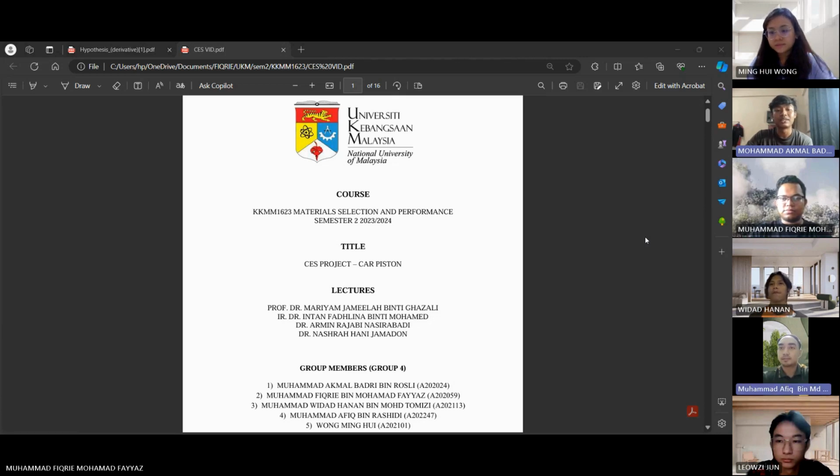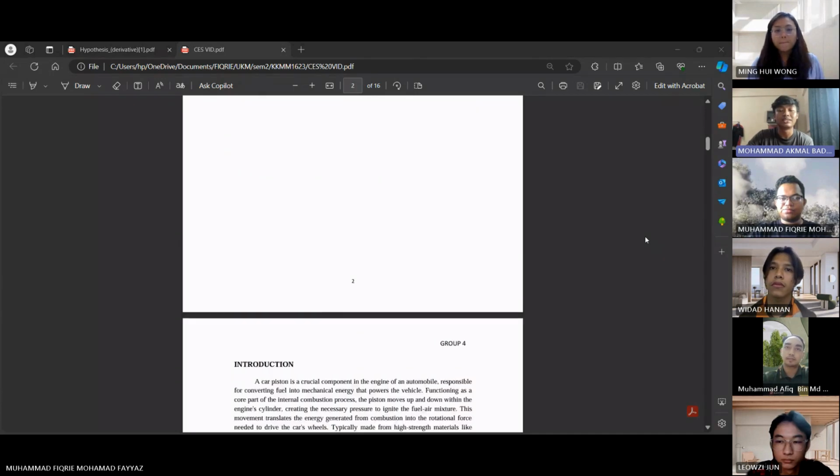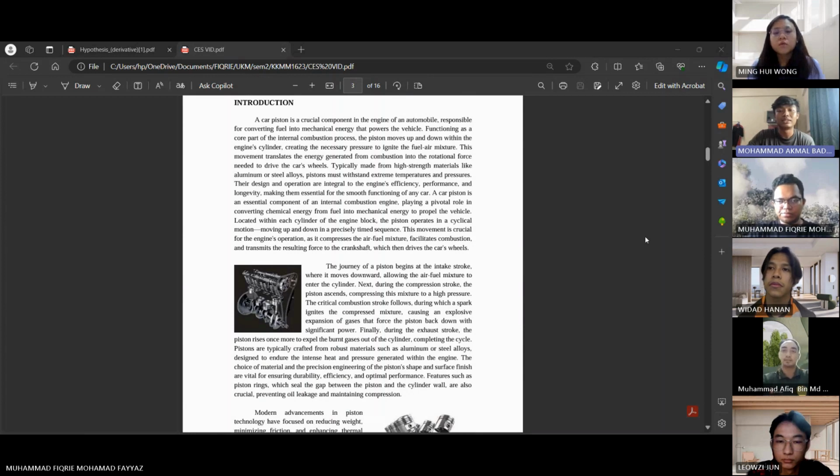For our CES project, we choose the car piston. A car piston seems like a small component, but it is a crucial component in the engine of an automobile vehicle. It is an essential component in the internal combustion engine because the piston moves upwards and downwards inside the engine cylinder to produce the pressure required for the ignition of the fuel and air mixture. These actions convert the combustion energy into mechanical energy to move the wheels of the vehicle.